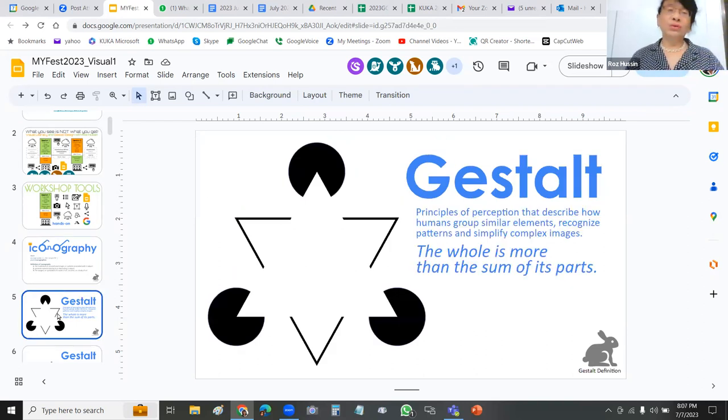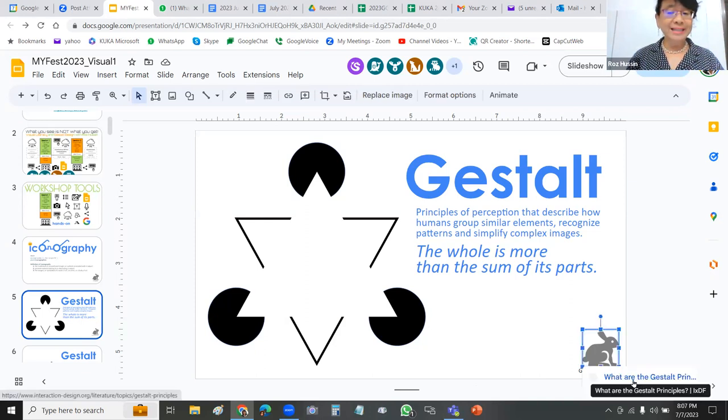The other piece of theory that I will be using a lot in today's session is called Gestalt psychology. As educators, many of you may have heard this word before. And if you haven't heard the word Gestalt, maybe you've at least heard the phrase, the whole is more than the sum of its parts. If you're interested in the theory of Gestalt psychology, whenever you see the rabbit icon on the bottom right-hand side of the slide, it has an embedded URL. So those are rabbit holes.